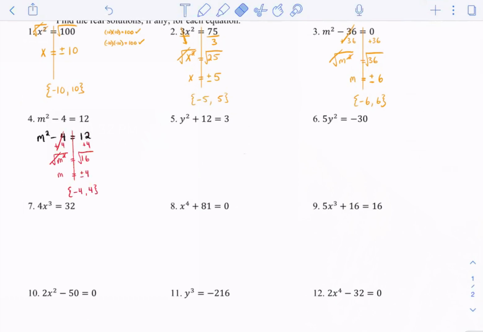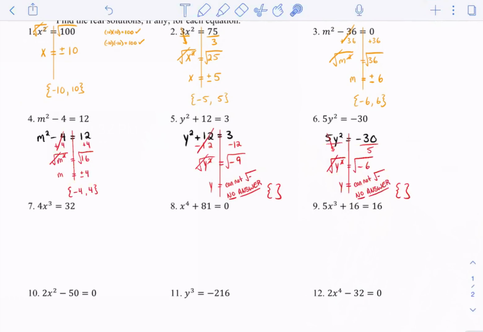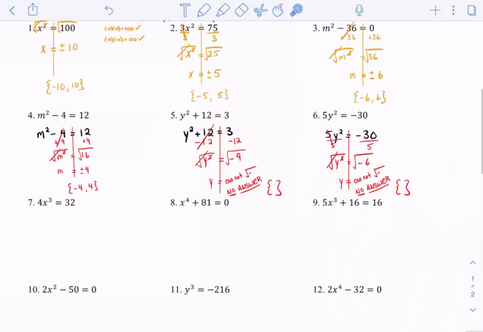So here's the work for number 4, and number 5, and number 6. It is very important for you to notice that for number 5, I ended up needing to square root a negative 9, which you cannot do. You cannot square root a negative answer. So for this problem, there is no answer. So look, I left it empty. It cannot work. Same thing here. This one cannot work. The only one that works is number 4.